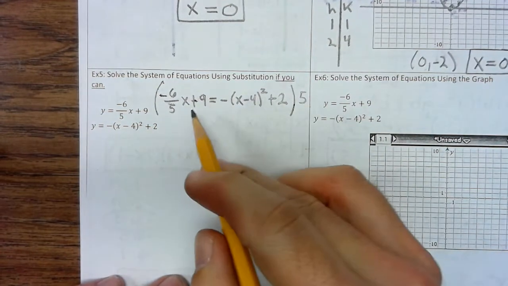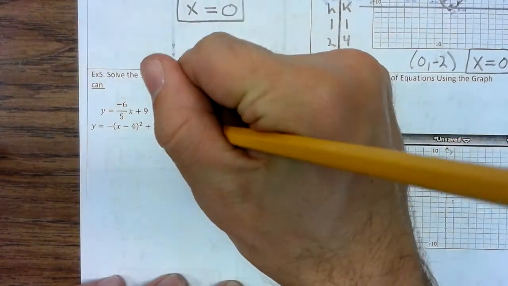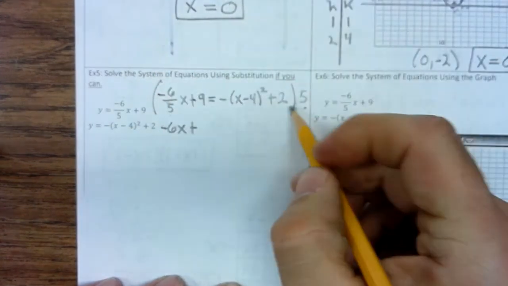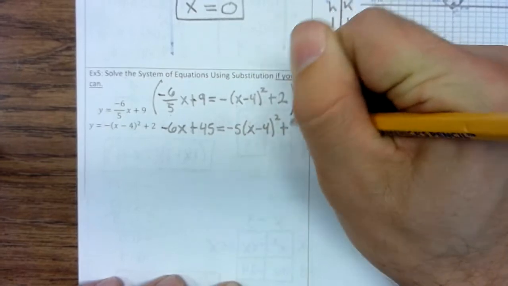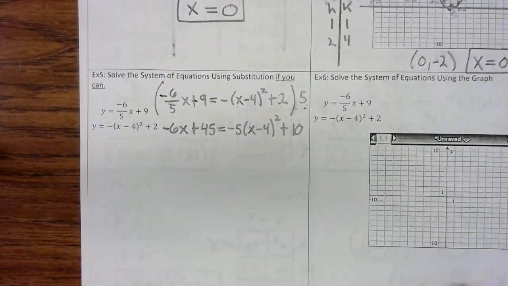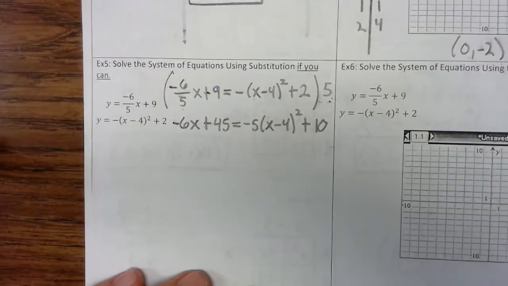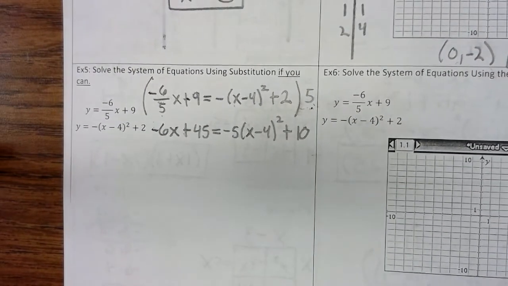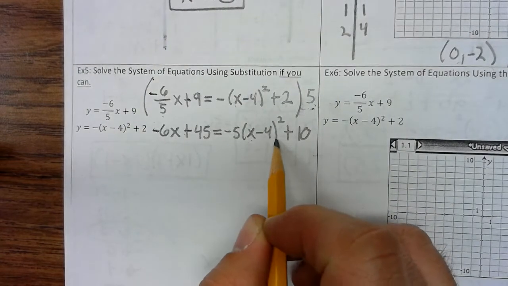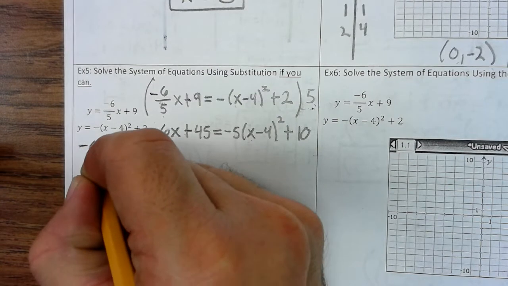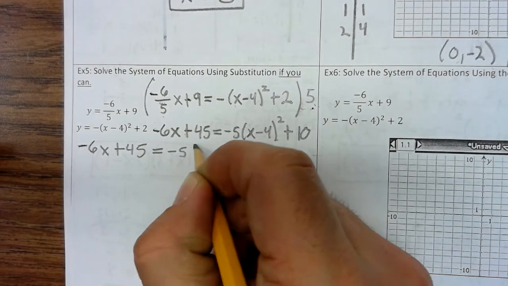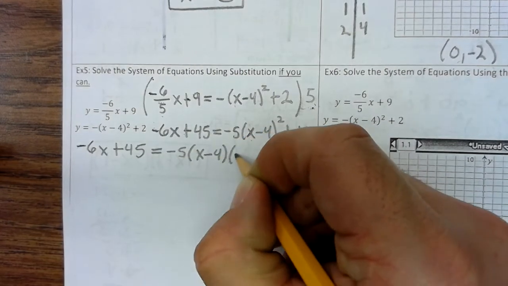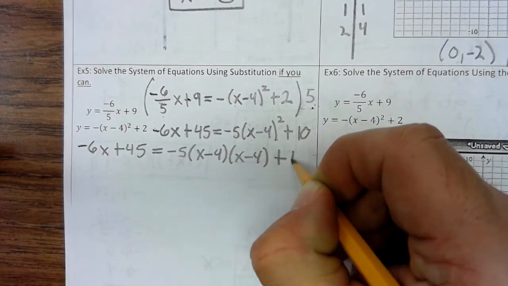So that's 5 times negative 6 is negative 30 divided by 5, which is negative 6x, plus 5 times 9 is 45. This multiplies to negative 5 times x minus 4 squared plus 5 times 2 is 10. Okay, so now we're going to need to distribute that x minus 4. So we have negative 6x plus 45 equals negative 5 times x minus 4 times x minus 4 plus 10.